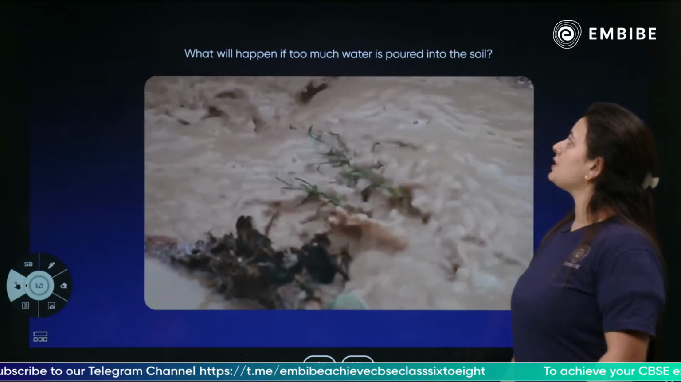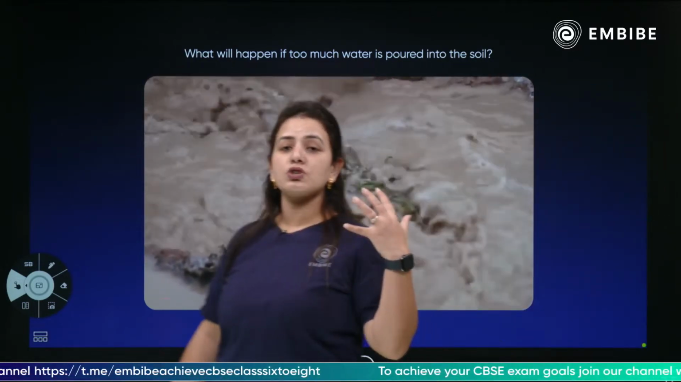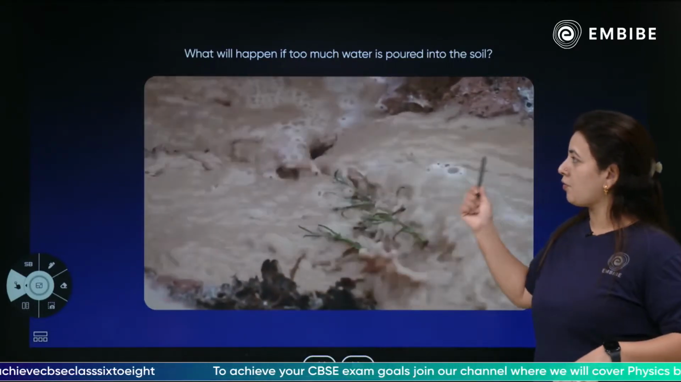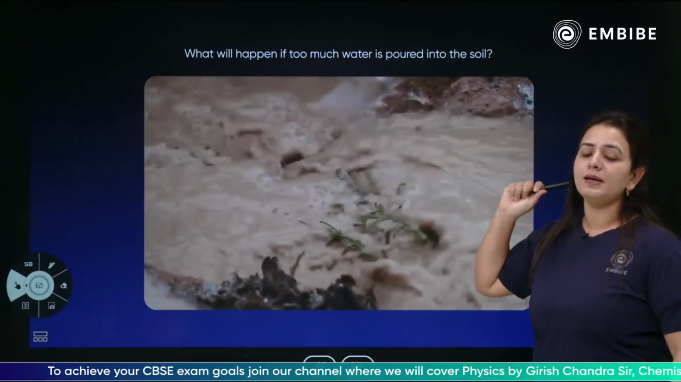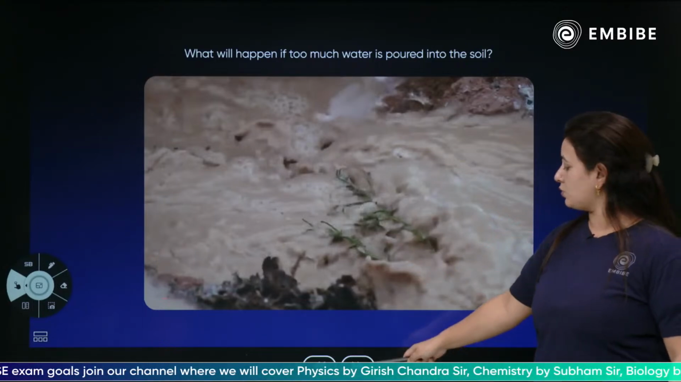What will happen if too much water is poured on the soil? Soil erosion will happen. If there is a lot of water flowing through the farm, the soil will be removed and move out, and that will cause soil erosion.